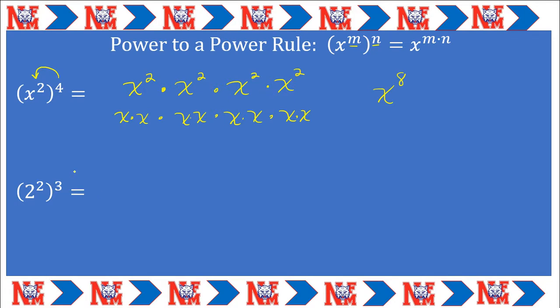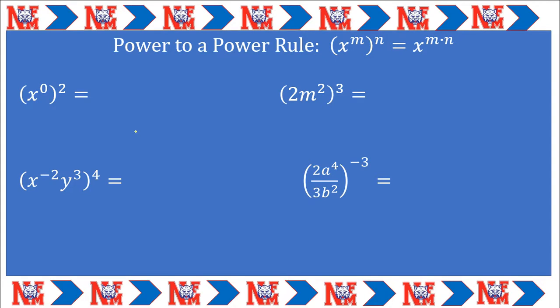Now, in our next example, we have 2 squared three times. So we have 2 squared times 2 squared times 2 squared. Now we're going to expand each of these: 2 times 2 times 2 times 2 times 2 times 2. So this really gives us 2 to the 1, 2, 3, 4, 5, 6th power.